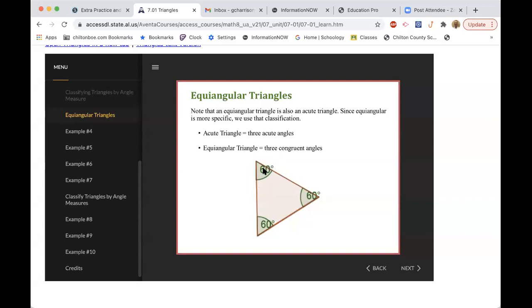On an equilateral triangle, all 3 angles are the same, all 3 sides are the same, and an equilateral triangle will always be a 60-60-60 triangle. All 3 angles have to be 60 degrees because they have to add up to 180.